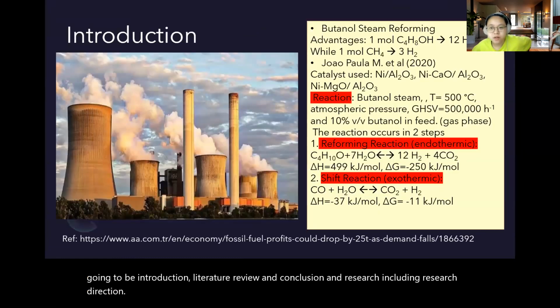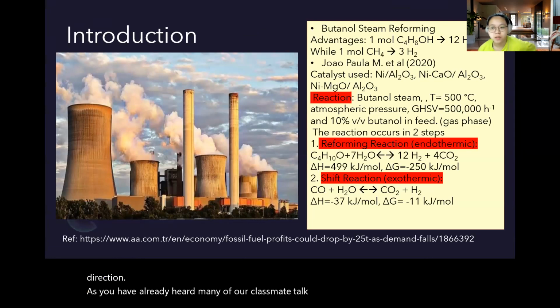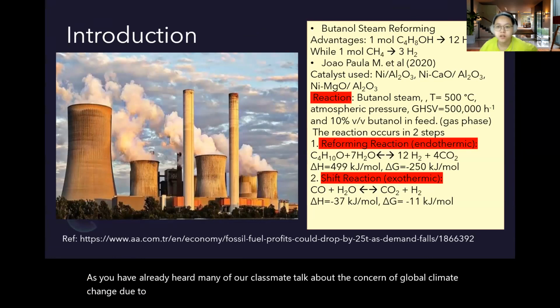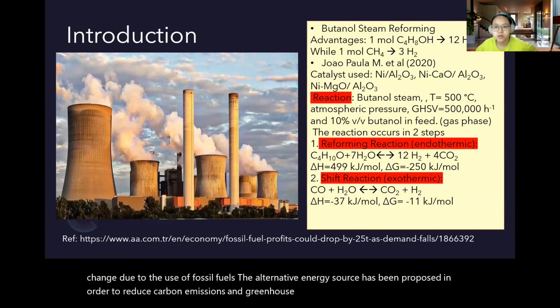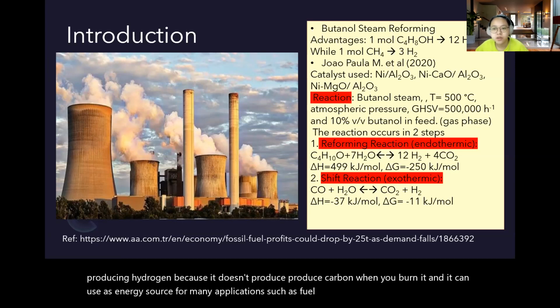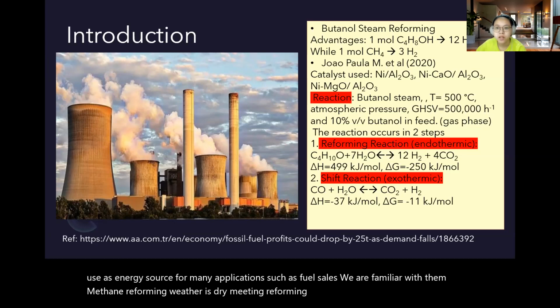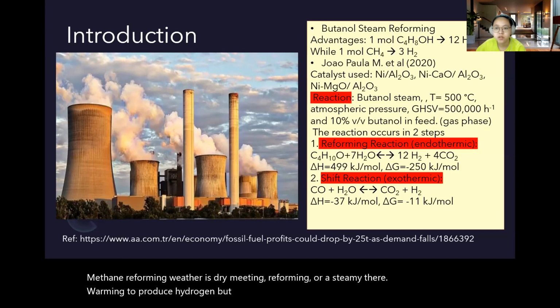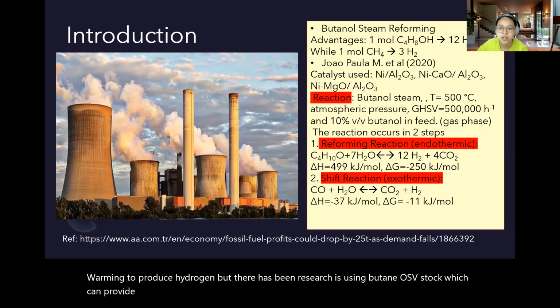As you have already heard, many of our classmates talk about the concern of global climate change due to the use of fossil fuels. Alternative energy sources have been proposed in order to reduce carbon emission and greenhouse gases. Researchers have grown interested in producing hydrogen because it doesn't produce carbon when you burn it, and it can be used as an energy source for many applications such as fuel cells. We're familiar with methane reforming, whether it's dry methane reforming or steam methane reforming, to produce hydrogen, but there have been researches using butanol as feedstock, which can provide more hydrogen than using methane as feedstock.